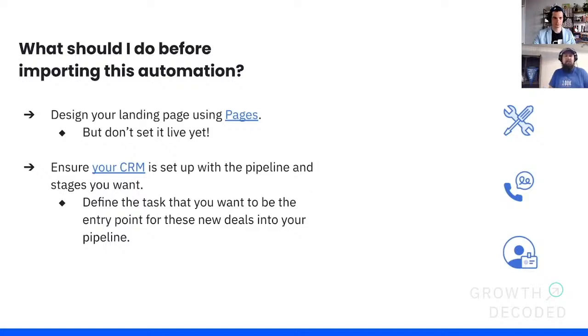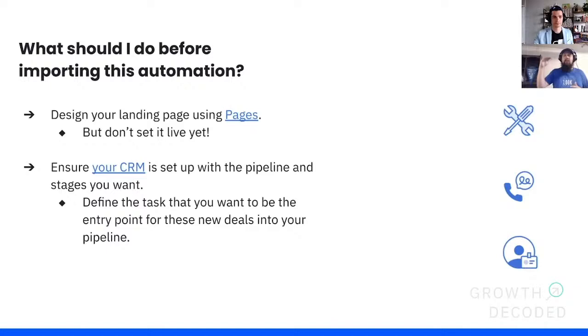The second point here, ensure your CRM is set up with the pipeline and stages you want. This goes back to thinking about how you want that process to go. What stages do you want them to go through during their time in your pipeline? What leads to success for you? This is also a great call out. The sub point, you get to define the task that you want to be the entry point for these new deals into your pipeline. That sentence sounds really simple and obvious, but let's take a step back. What we mean is, since you're using pages, you have this high intent. You might even say, sign up to talk to us about a specific stage later on.